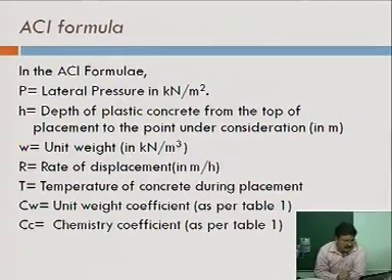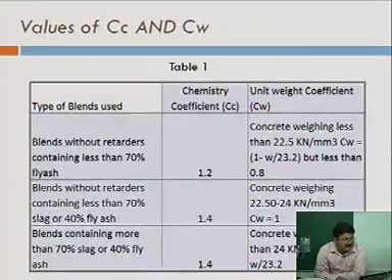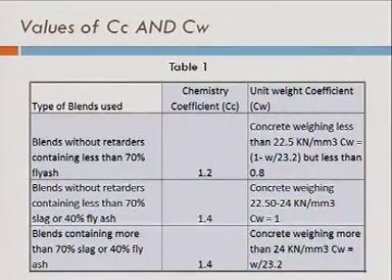Now, I have to give you the table which can give you the values of CW and CC. So, here it is. This table gives you the value of both CC as well as CW. Now, if you look at the first column, it gives you types of blends used, basically the cement type. So, for the first type of cement, that is the blends without retarders containing less than 70% fly ash.